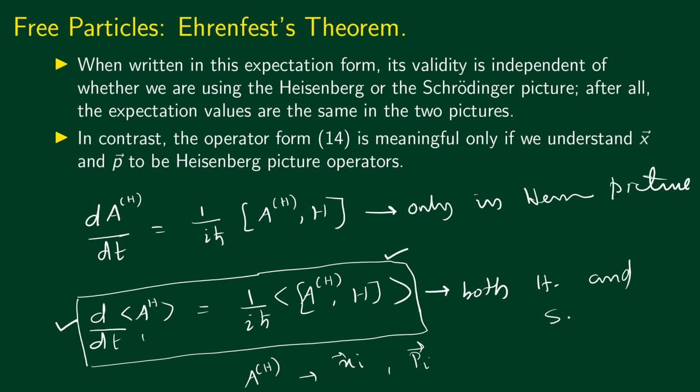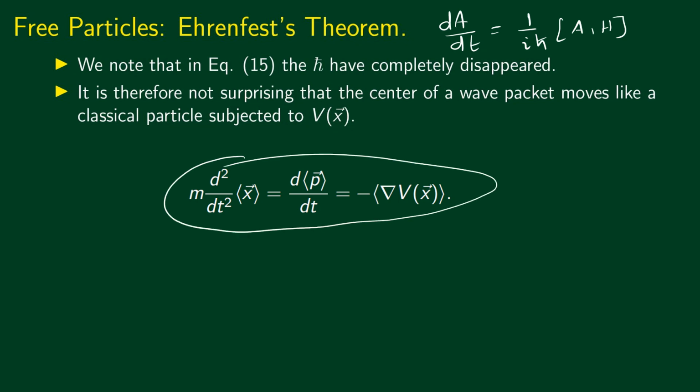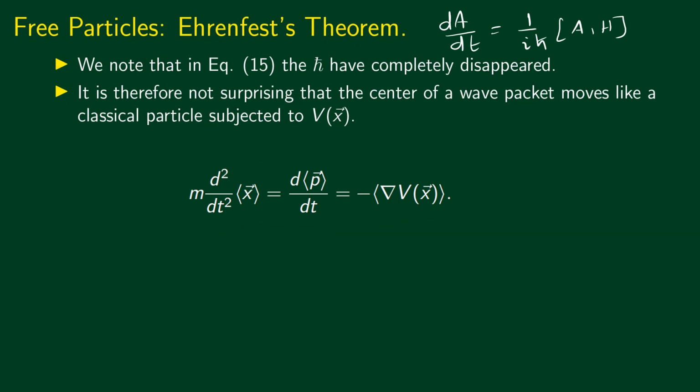So you can think of it as a special case of a more general statement of this form. Okay. Now the Heisenberg equation of motion was dA/dt is equal to 1 by iħ times the commutator of A with H. Here there is this ħ, which shows that this is a quantum mechanics equation, an equation that has to do with the quantum mechanical system. But once we go to the expectation value of x vector and p vector, in this equation, the iħ has completely disappeared. So this looks just like a classical mechanical equation. In other words, the Ehrenfest theorem tells us that the center of a wave packet moves like a classical particle that is subjected to V of x vector.